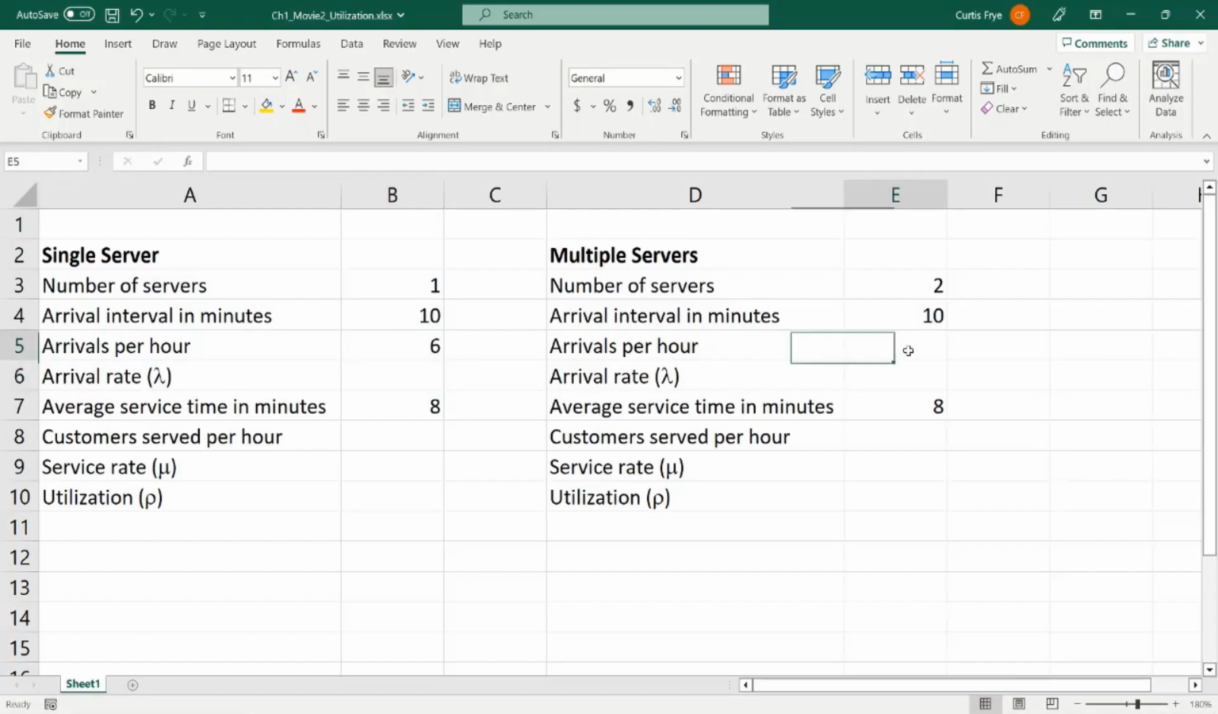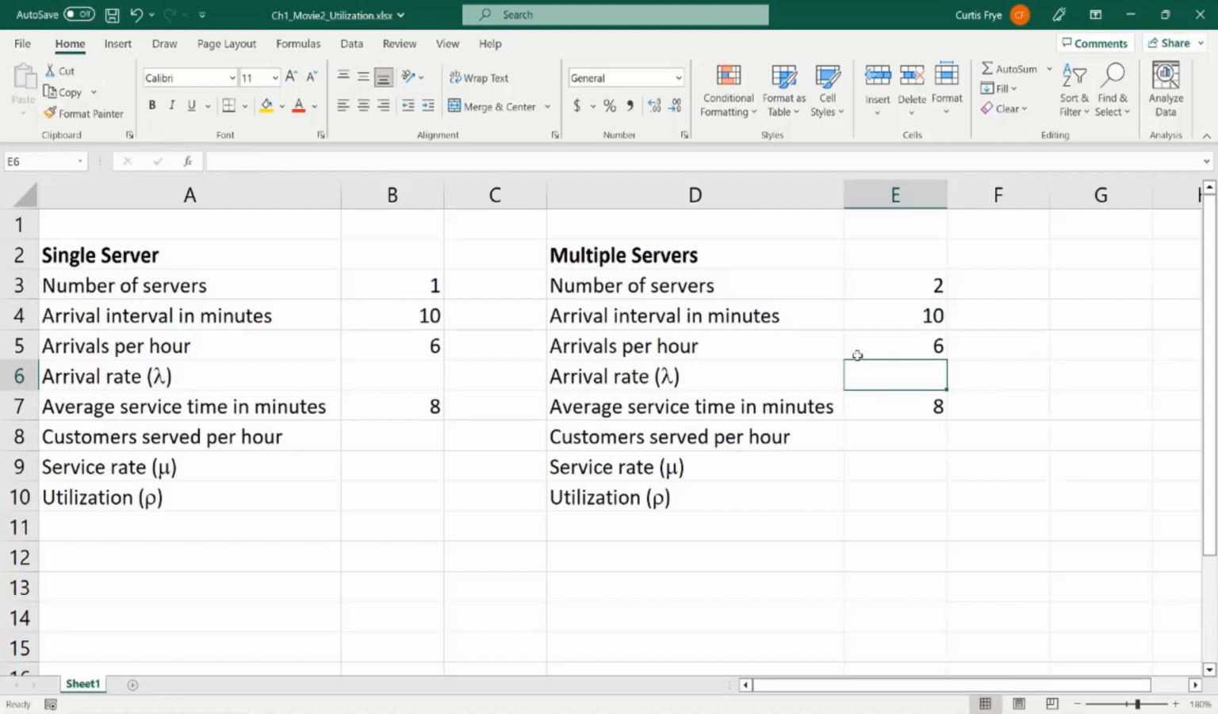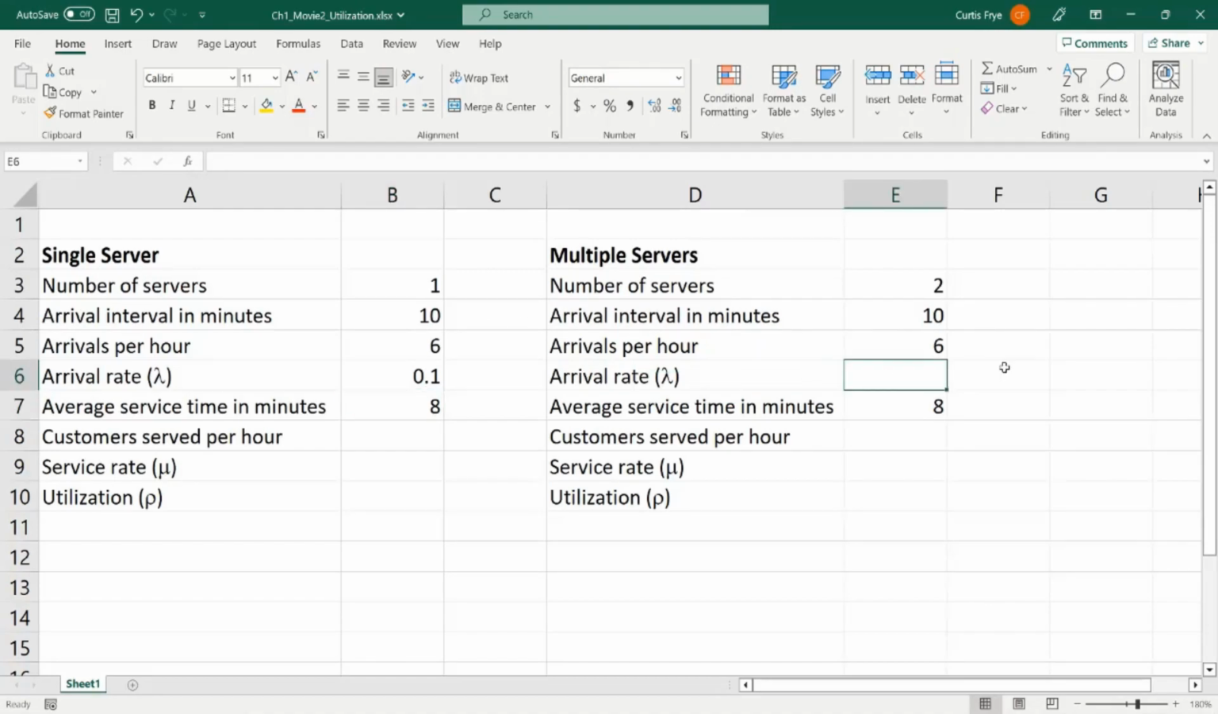And I'll do the same thing over in column E. That will be equal 60 divided by E4, and enter. Looks good. And the arrival rate, or lambda, which we'll use throughout the rest of this chapter, is 1 over the arrival interval in minutes. So in B6, I'll type equal 1 divided by B4, and enter. We get 0.1. That's 1 over 10. That's correct. And we'll do the same thing for E6. So equal 1 divided by E4, enter, and there we go.